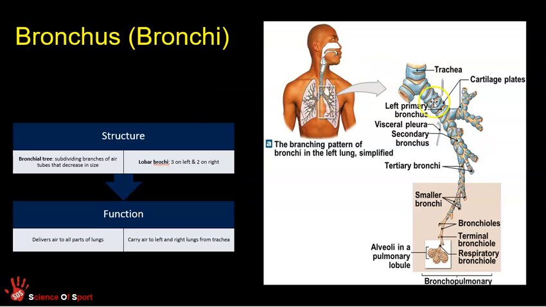This is the left bronchus. This would be the right bronchus. But if we're talking about both of those, we call them bronchi. So that's the plural, bronchi. Bronchus is one, two bronchi. This is showing the left bronchus. Okay? So again, it's a subdivision of the trachea.